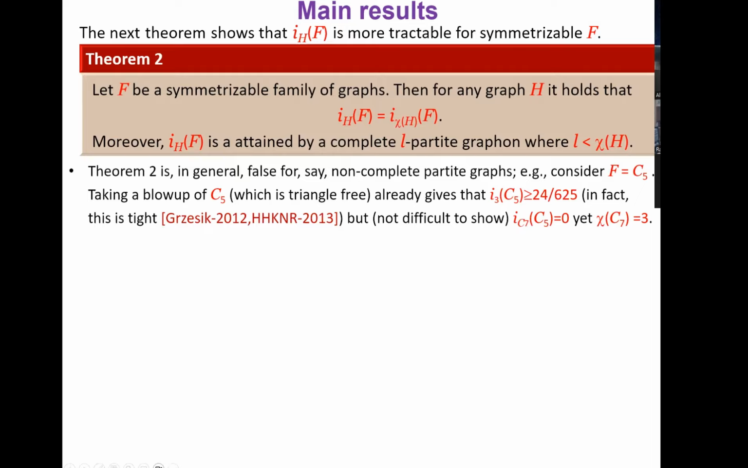And let me just say that the theorem is false in general when F is not a complete partite graph or not a symmetrizable family. For example, it's not true when F is C5, a cycle on 5 vertices.